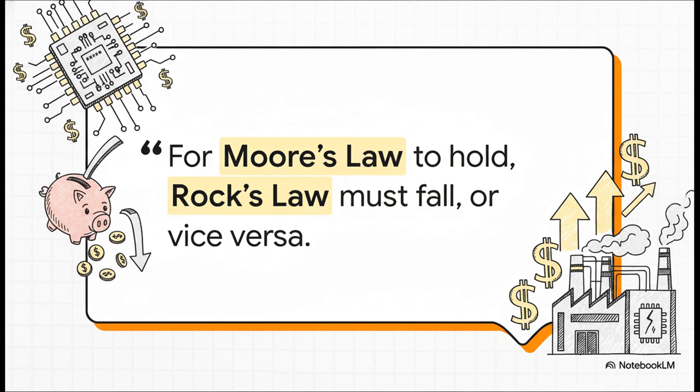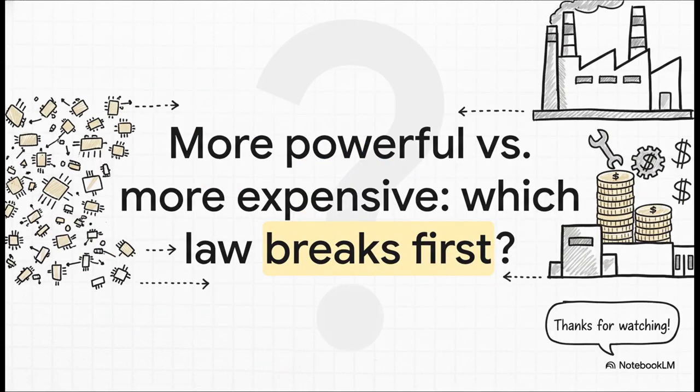Something's got to give. So that leaves us with the big, multi-trillion-dollar question for the future. Which law breaks first? Will we run into a wall of physics where we just can't make transistors any smaller, breaking Moore's law? Or will it just become too insanely expensive to even try, and the economics of Rock's law bring progress to a halt? It's a really fascinating problem, and the answer is going to define the next generation of, well, everything we use.